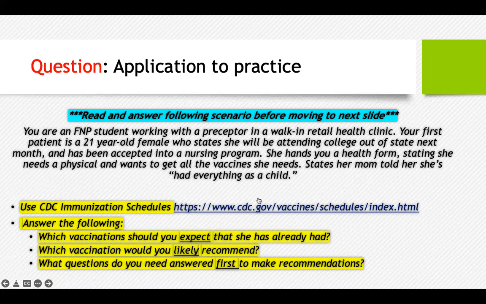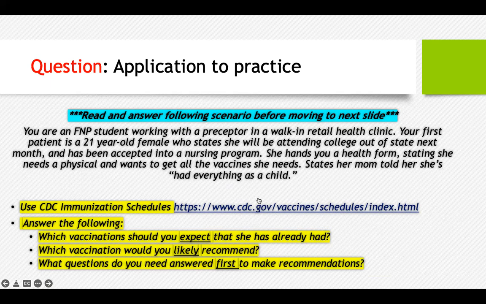Okay, so you are an FNP student working with a preceptor in a walk-in retail health clinic. Your first patient is a 20-year-old female who states she will be attending college out of state next month and has been accepted into a nursing program. She hands you a health form stating she needs a physical and needs to get all the vaccines she needs. She states her mom told her she has had everything since she was a child.